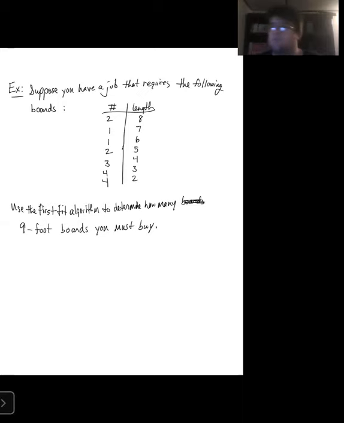Well, let's just look at this example first. Suppose you have a job that requires the following boards. So we have two 8-foot boards, one 7-foot, one 6-foot, two 5-foot, three 4-foot, four 3-foot, four 2-foot boards. And here it says use the first fit algorithm to determine how many 9-foot boards you must buy.